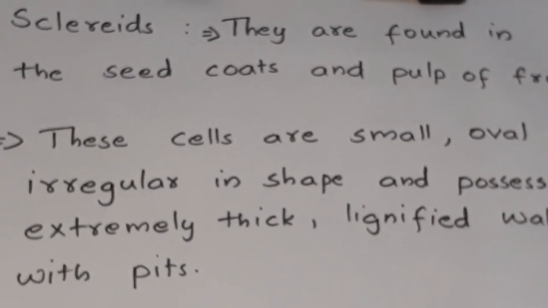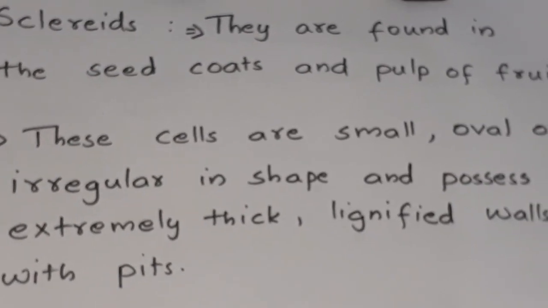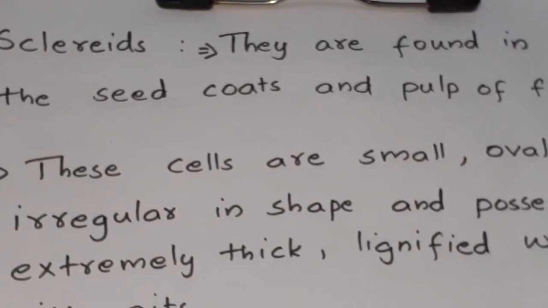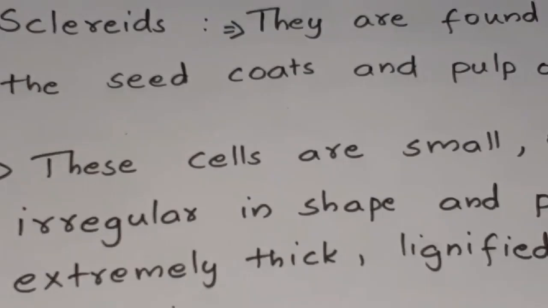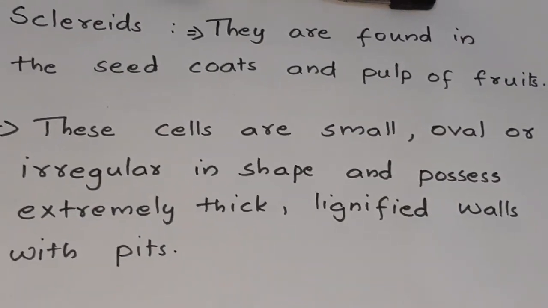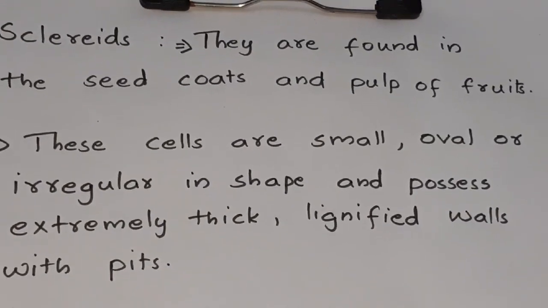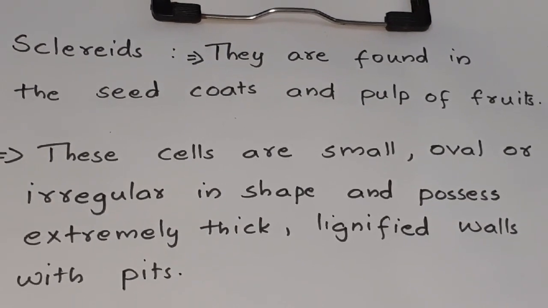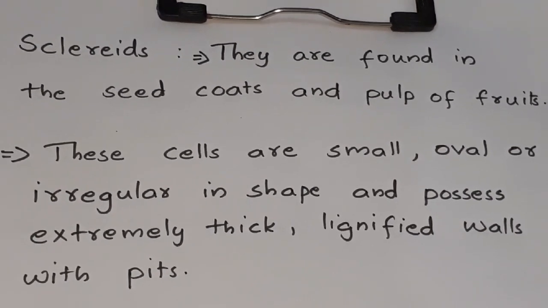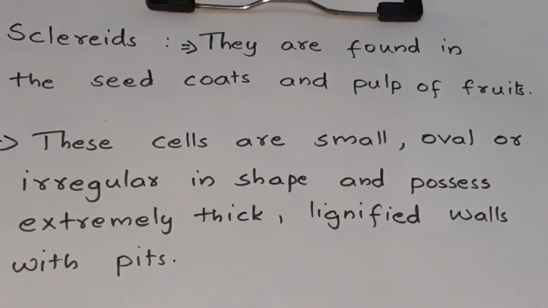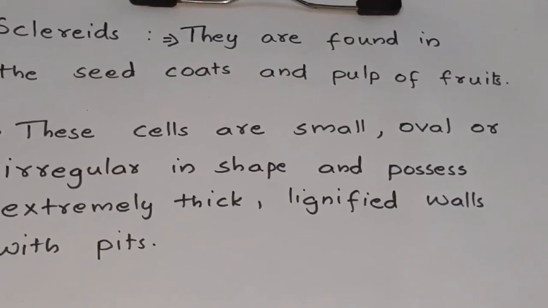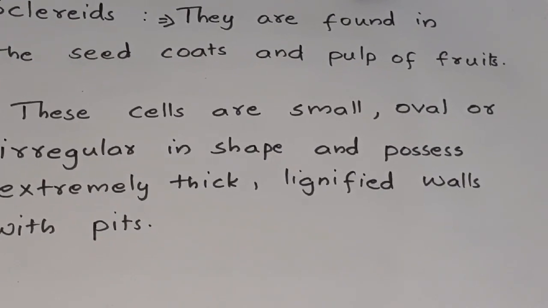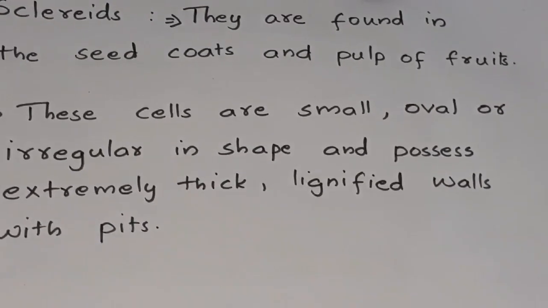Now we'll see the next one, sclerids. First one is fibers, next is sclerids. They are found in the seed coats and pulp of fruits. You know that when you take a seed, the seed is very strong. Why is the seed strong? We need to break the seed to see the inside part. So why are the seed coats strong? Because of the presence of sclerids. The outer covering of some fruits is also very hard because of the presence of sclerids.